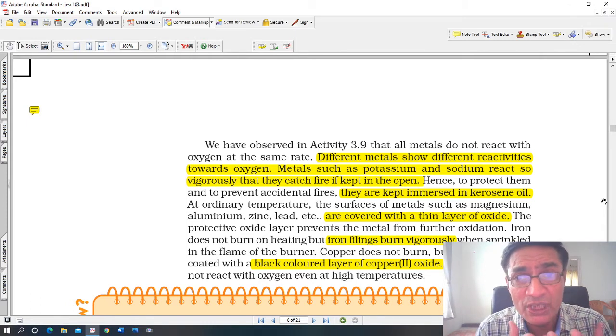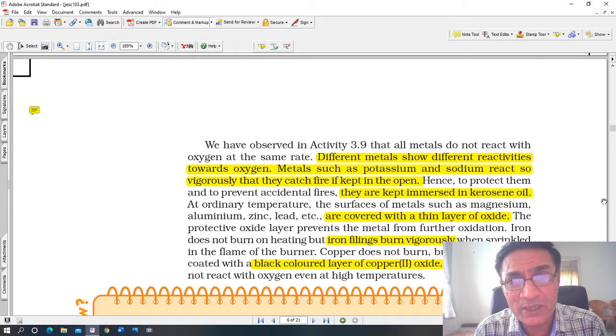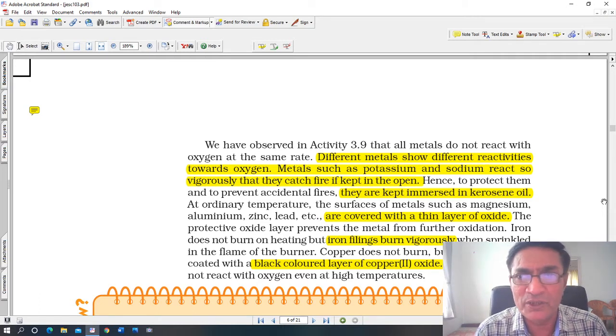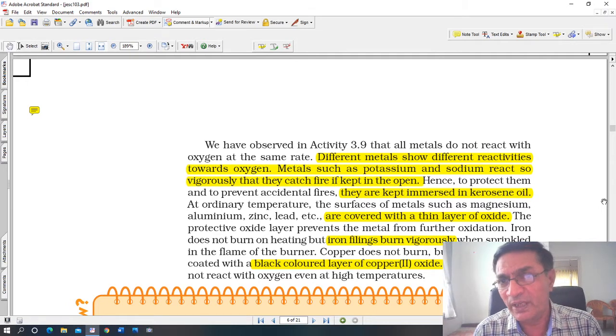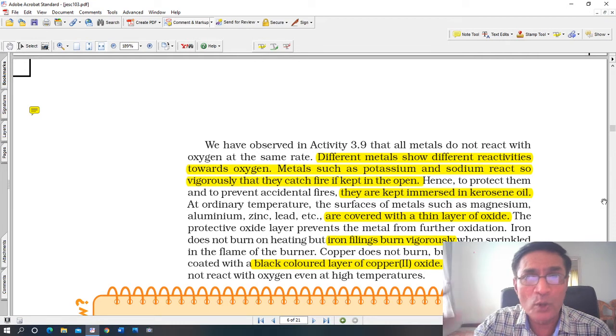It produces heat. Okay, that is why it is an exothermic reaction. In fact, the reaction of sodium and potassium with oxygen is a highly exothermic reaction. Okay, when it reacts with water, highly exothermic reaction, and as a result of which a lot of heat is produced, and hydrogen gas is also produced.